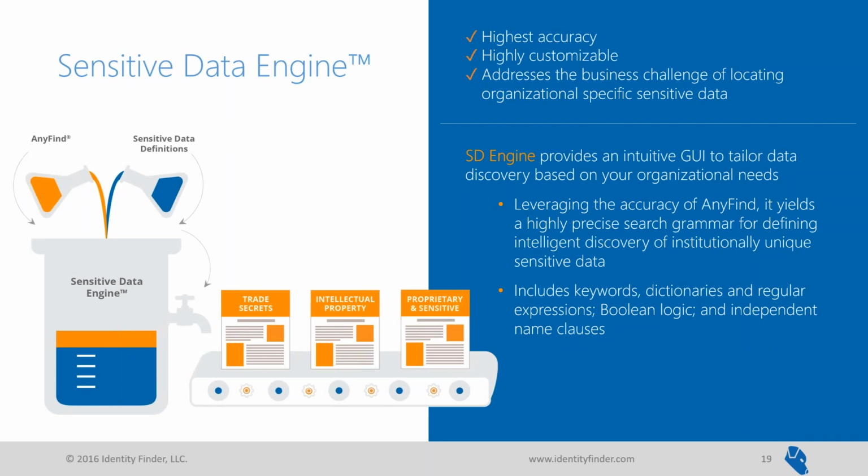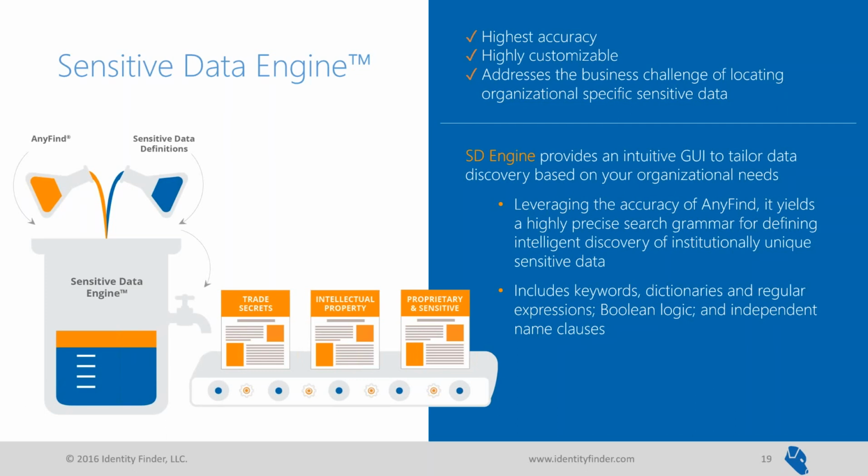because looking for proprietary institutional data gets a little trickier. That is the type of information that's otherwise only recognizable by the organization that created it. And so the sensitive data engine allows end users to locate that type of sensitive data. And that's accomplished by building these definitions. You can think of it as a sort of intelligent search grammar that allows you to define the criteria to identify that institutionally unique sensitive data.